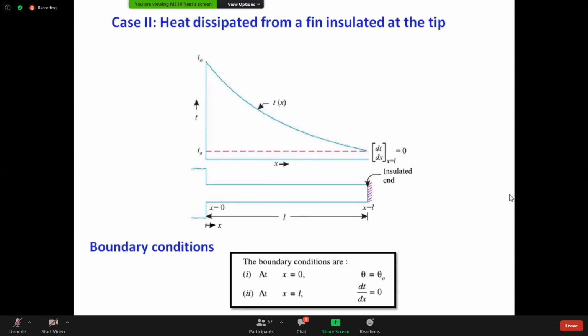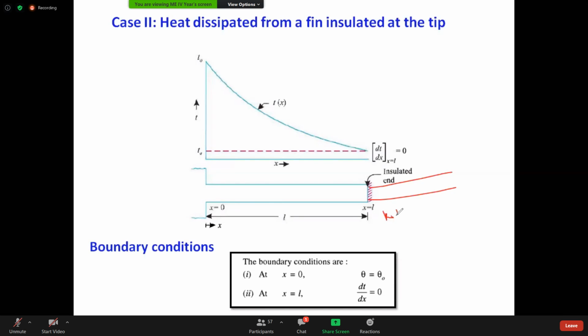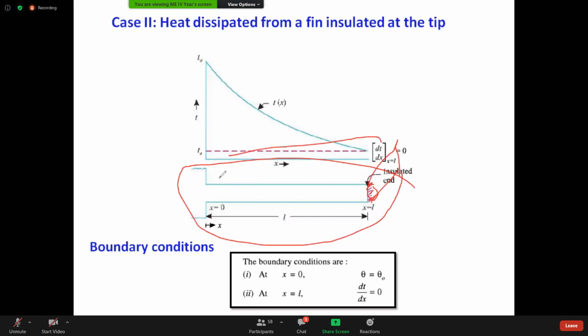Next, when you come to the second case, for example, this is a finite length, not infinity like x equal to infinity that we took in the previous case. Here it has finite length, and at this tip it is insulated. Insulated means there is no transfer of heat. Let us say this is the fin base and this tip is insulated like this. Here the heat transfer is 0, Q is equal to 0. There is no heat transfer.